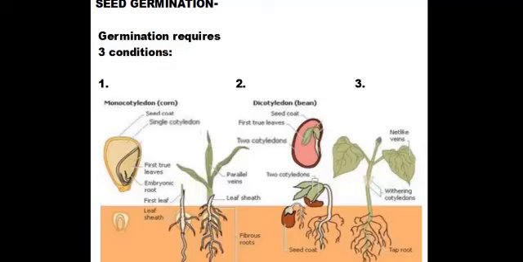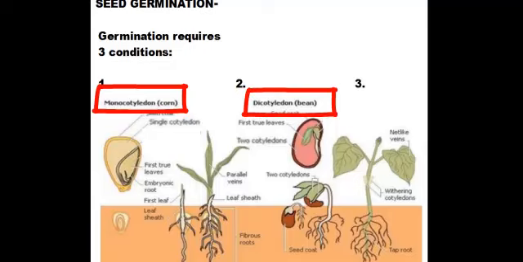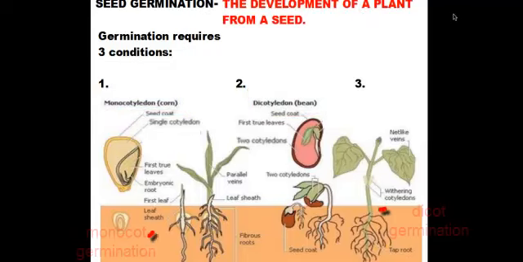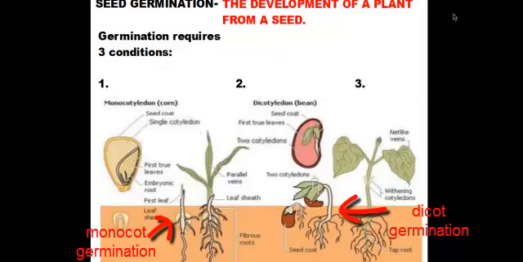Alright, so here we have the germination of two types of seeds. We have our monocot here on the left and our dicot here on the right. But before we talk about that, what you need to know is that the word germination is the development of a plant from a seed. So as the seed sprouts and grows into a plant, that is when the seed starts to germinate.